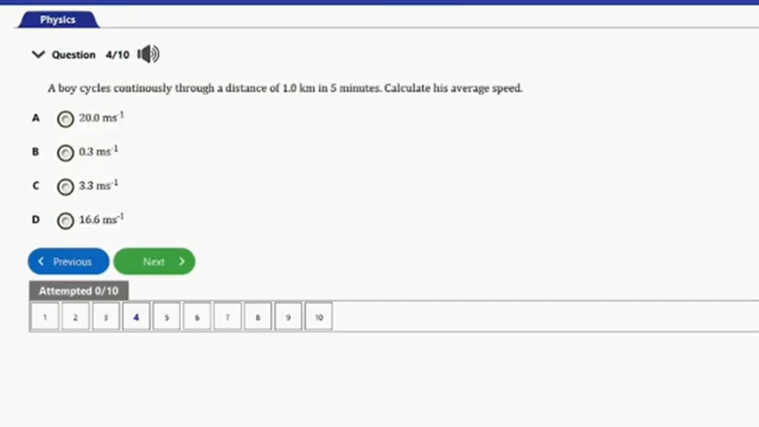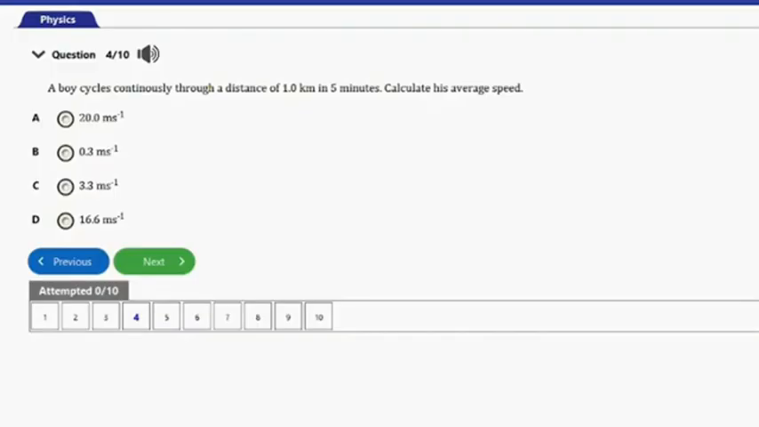So here's the next question, question number 4. It says, a boy cycles continuously through a distance of 1 kilometer in 5 minutes. Calculate his average speed. Alright, so guys, the guy cycles continuously through a distance of 1 kilometer in 5 minutes.